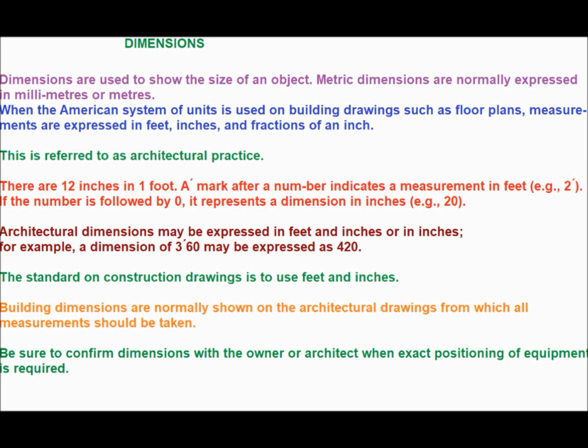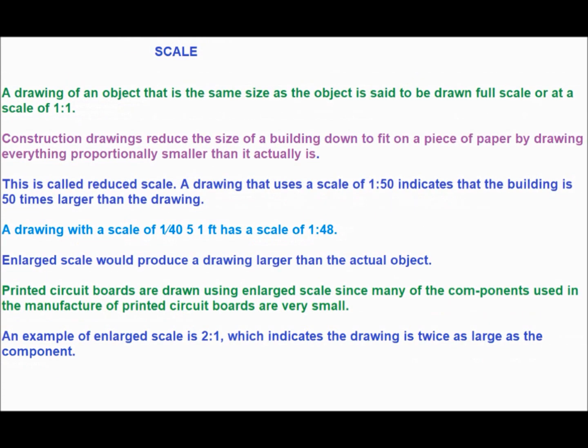There are 12 inches in 1 foot. Building dimensions are normally shown on the architectural drawings, from which all measurements should be taken. Be sure to confirm dimensions with the owner or architect when exact positioning of equipment is required.